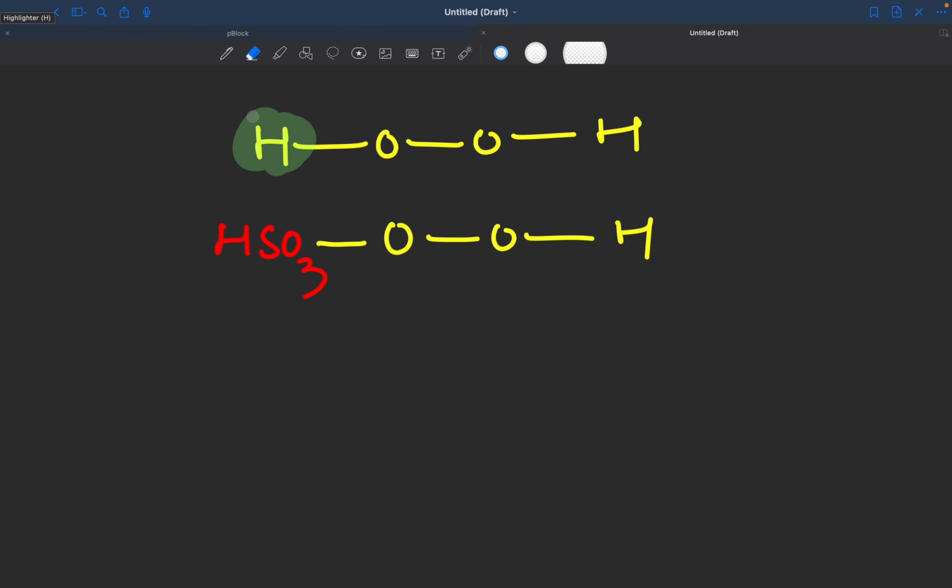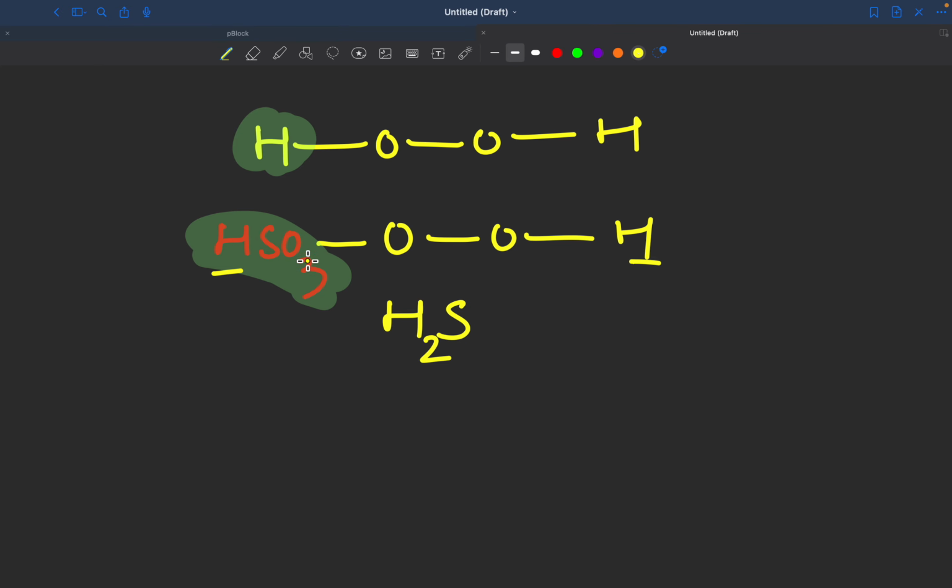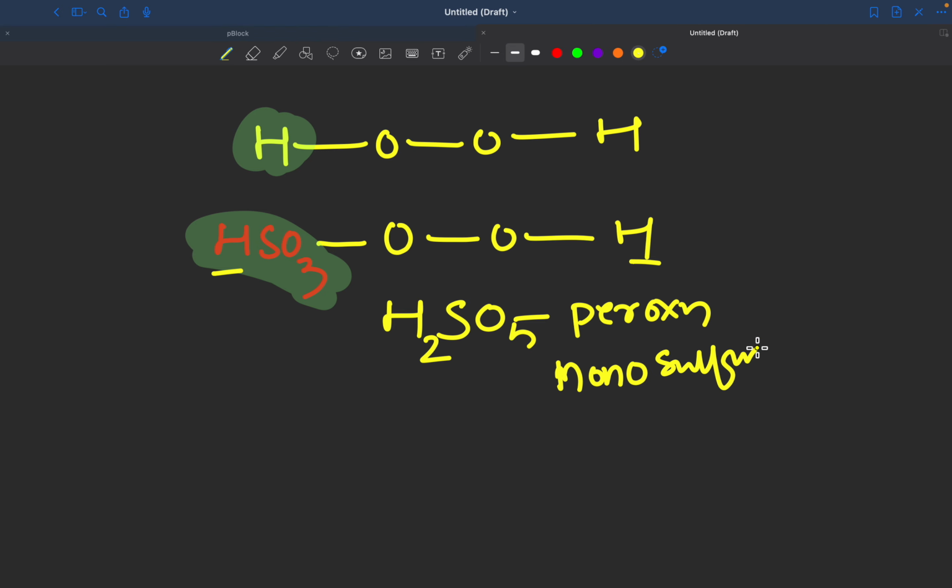This new group has made it a peroxy monosulfuric acid. This is the new group here, and the peroxy group is present. If you write it combined, you have two hydrogens, one sulfur, and oxygens 3 plus 2 would be 5. So this is peroxy monosulfuric acid. This is the structure of peroxy monosulfuric acid.